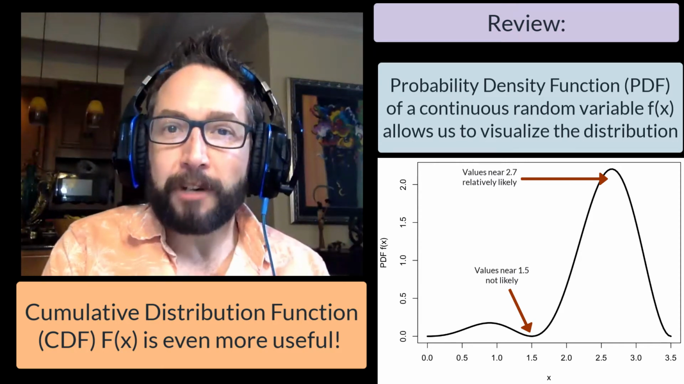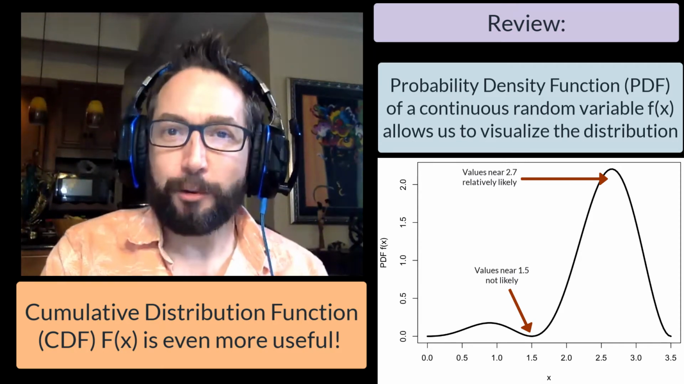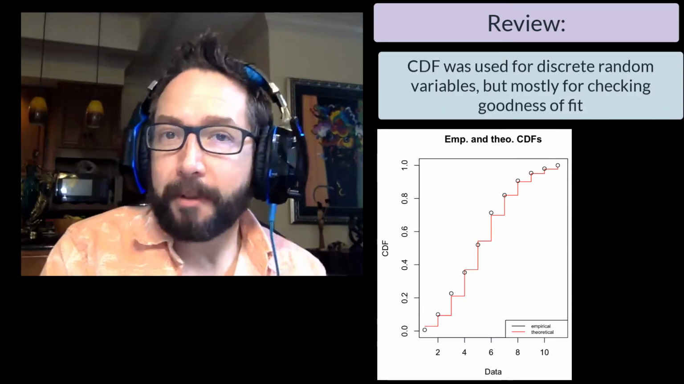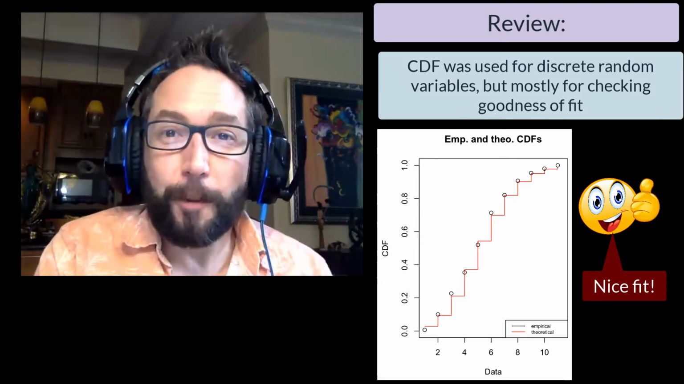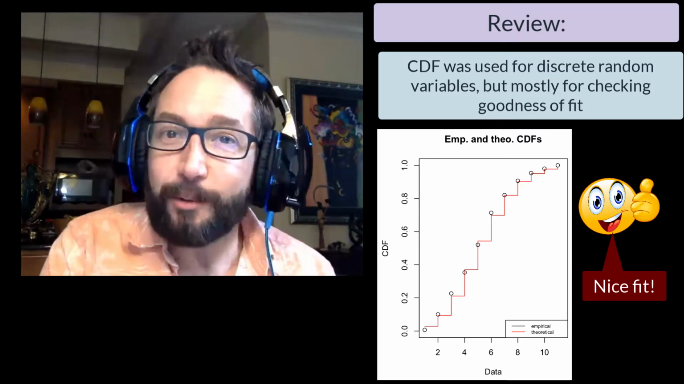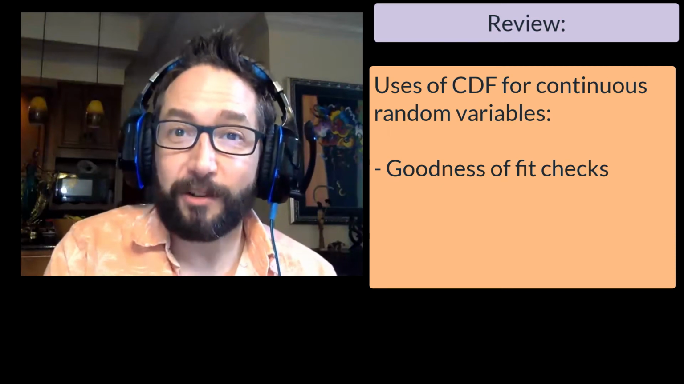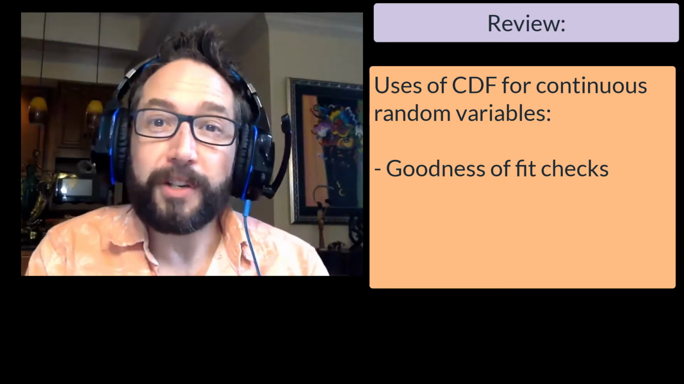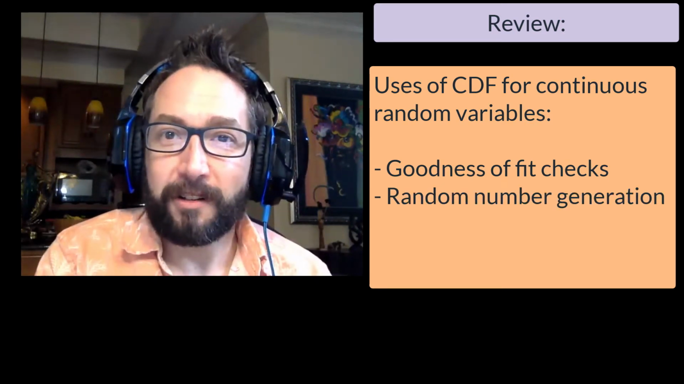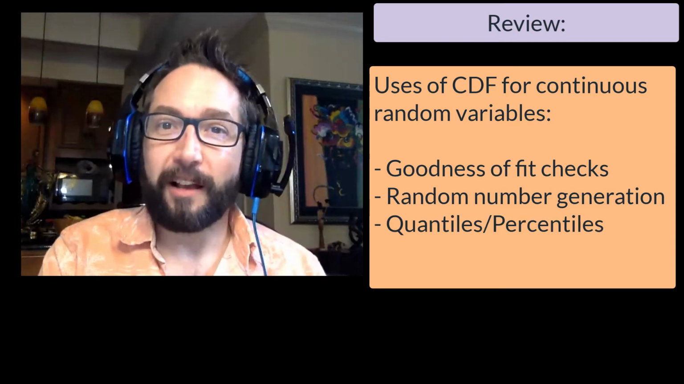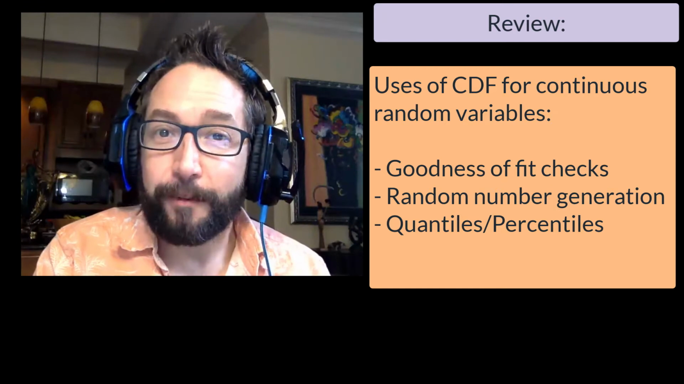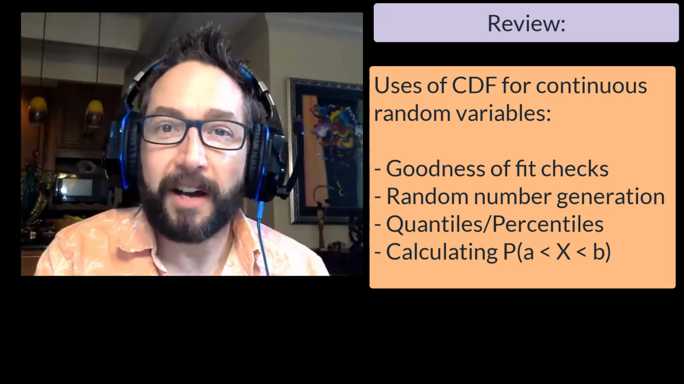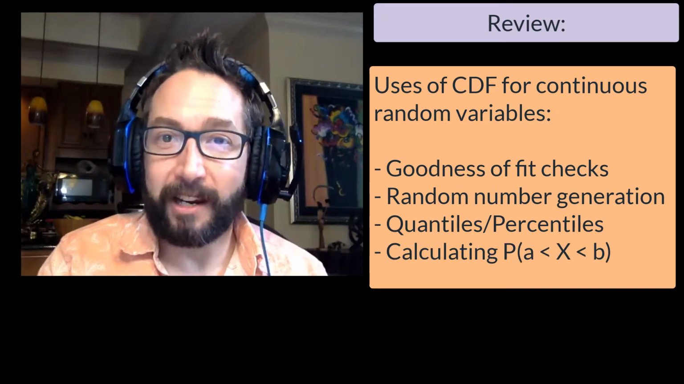Back in the discrete world, we used the cumulative distribution function, capital F, to check whether or not a proposed probability model looked like a good fit to the data. But it can offer us so much more in the analysis of continuous random variables. We'll still use it to do goodness of fit checks, but we'll also use it for random number generation, to discuss quantiles or percentiles of the distribution, and we'll actually use it as our preferred method for calculating probabilities of finding a continuous random variable in a range.